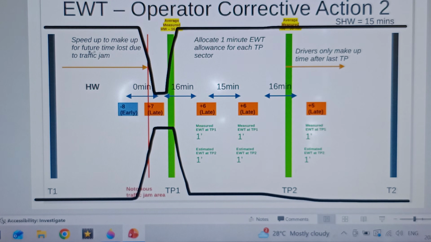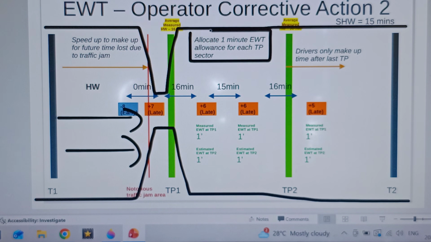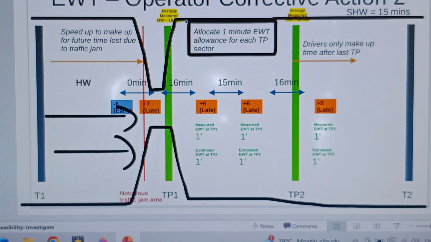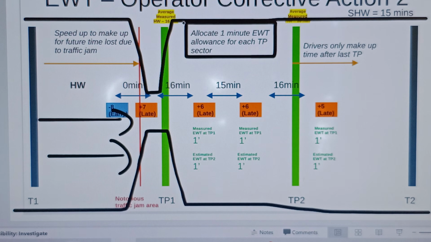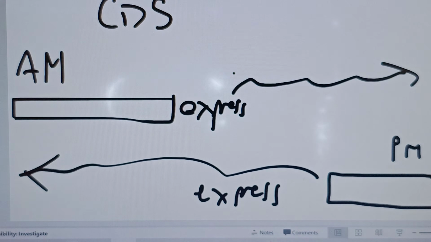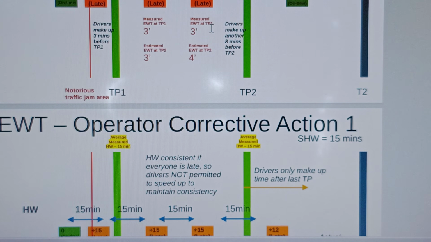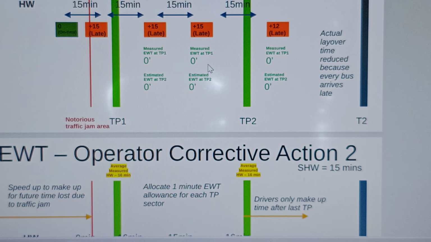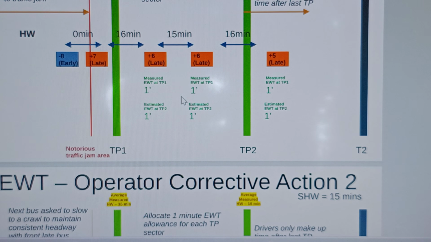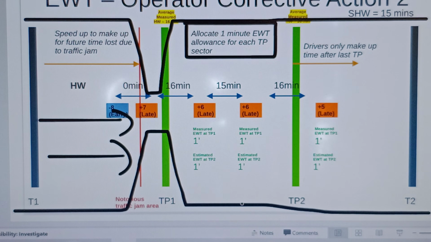Speed up to make up for future time lost due to traffic jam. So you intentionally speed up. And then again, I'll leave it up to you guys to try to figure out what this means. Allocate 1 minute estimated waiting time allowance for each time point sector. I'll leave it up to you. Oops, sorry. This was 0. Like, okay, this was like 3, 3, 3, 4. This is inconsistent. This was 0. This was 1. So I want you guys to tell me why this is 1.